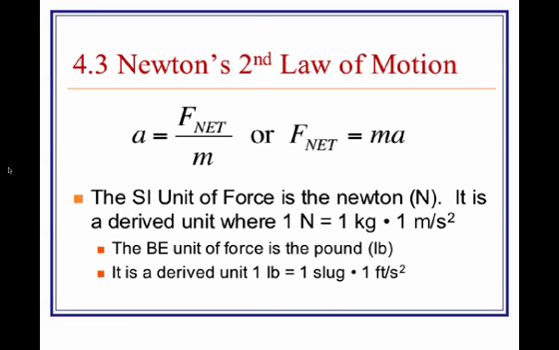Newton's second law is the relationship between the amount of force on an object with mass and the resulting subsequent acceleration of that object. More commonly, you've seen it in the form on the right side here. Force is equal to mass times acceleration. I like to view it as acceleration is equal to the force divided by the mass.